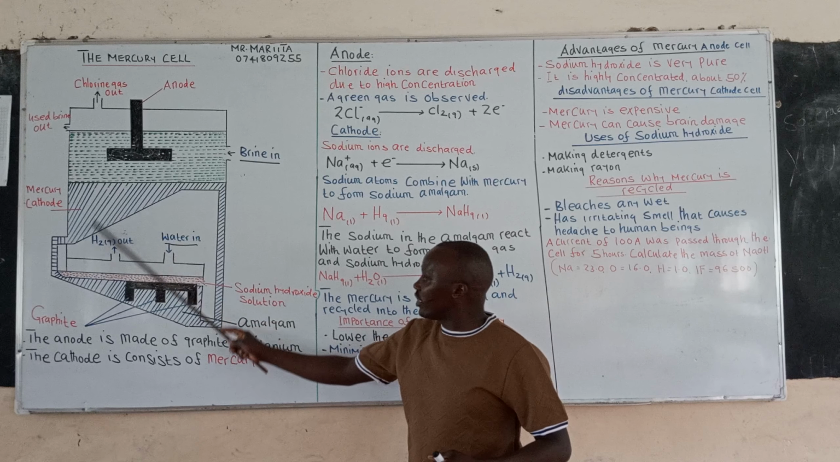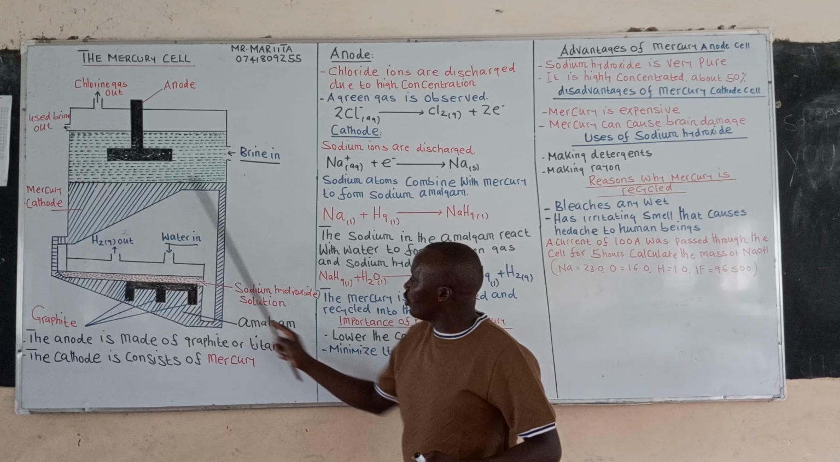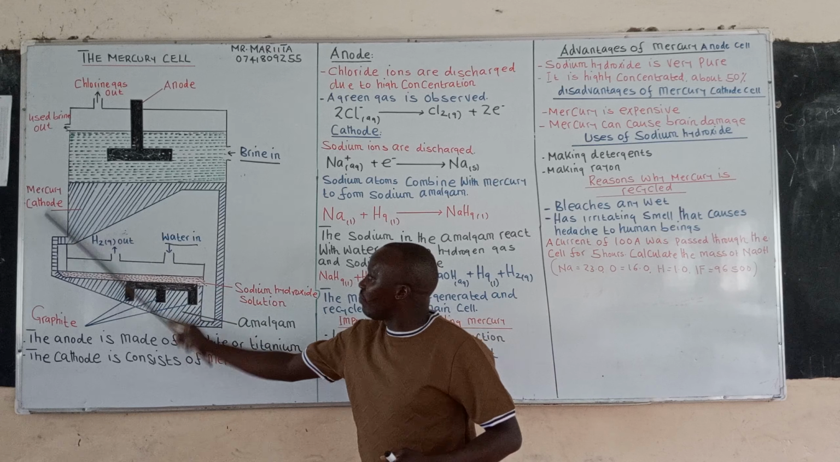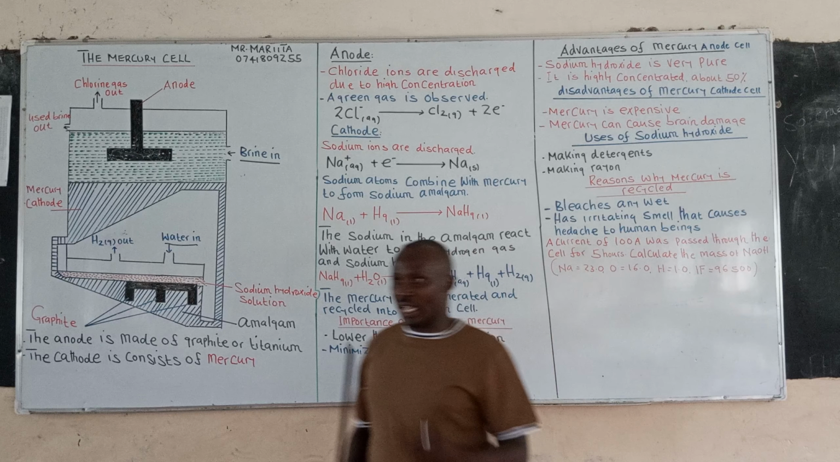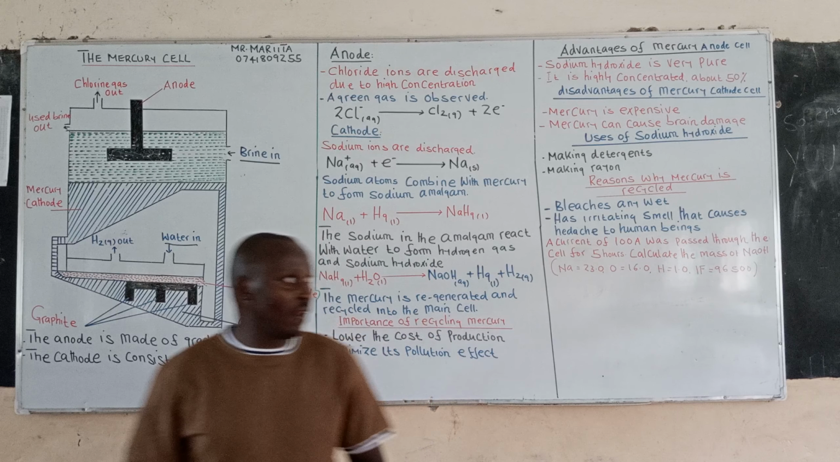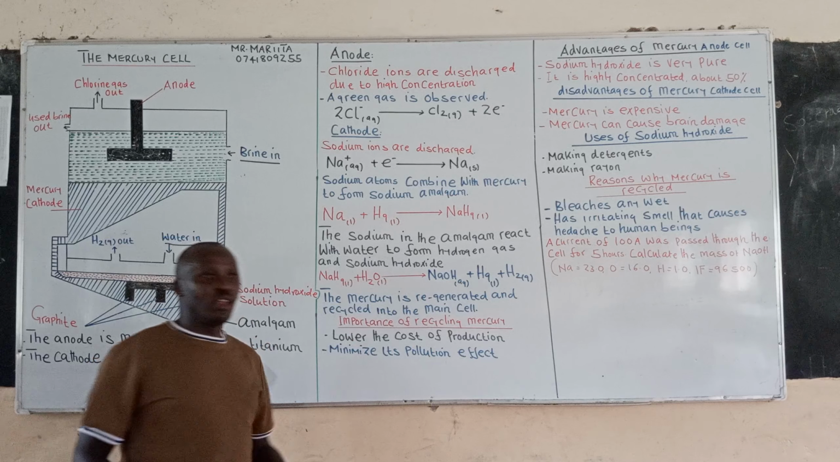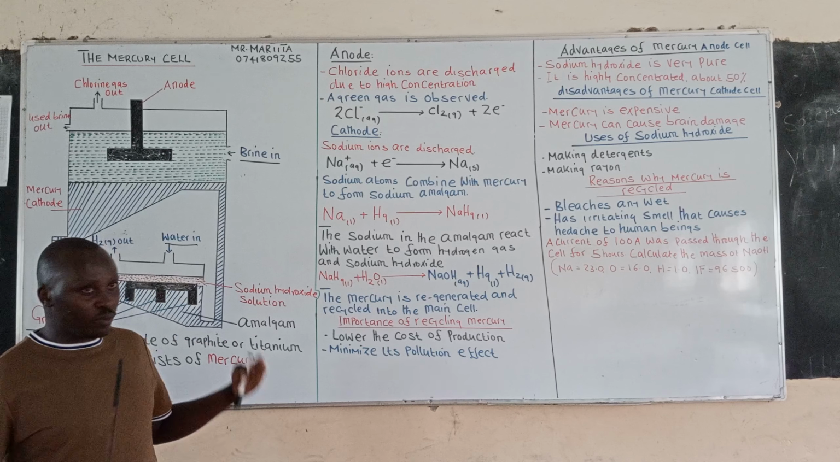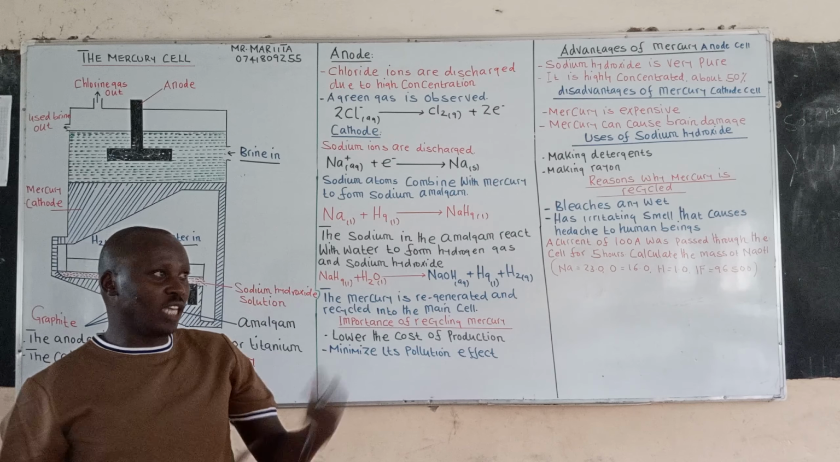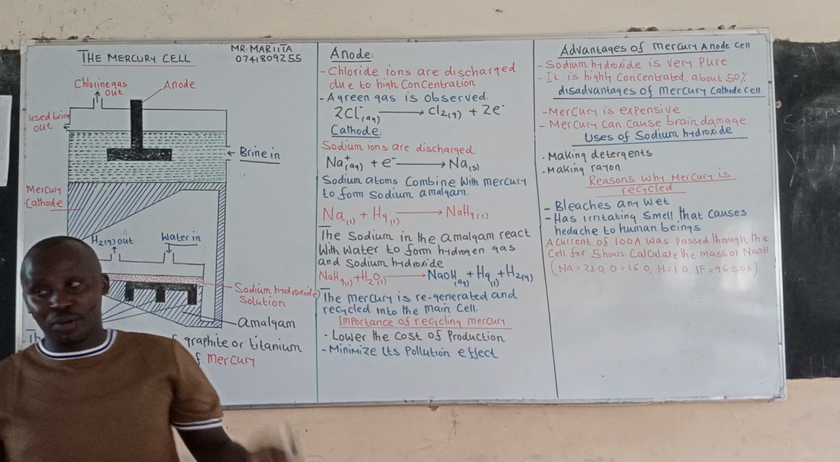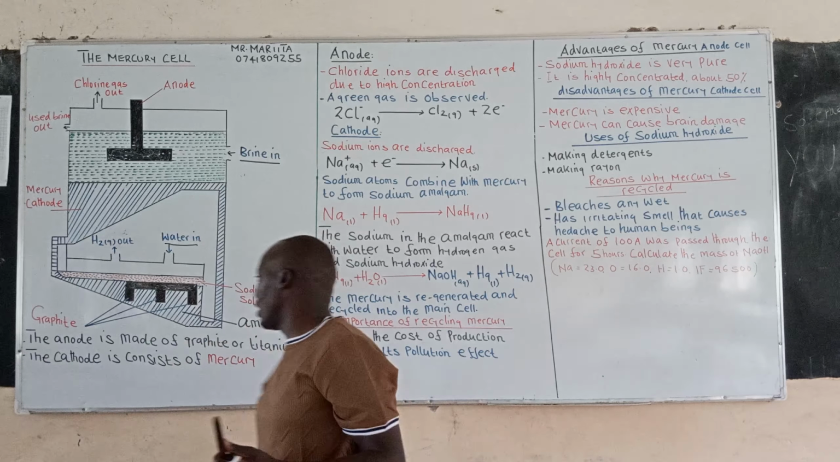And of course, on this side, as you can see on the screen, this one is a mercury cathode, and of course, we have the anode. You know that the anode is made up of either titanium or graphite, because titanium or graphite does not react with chlorine. So, what are some of the important things you are supposed to know from KCSE?